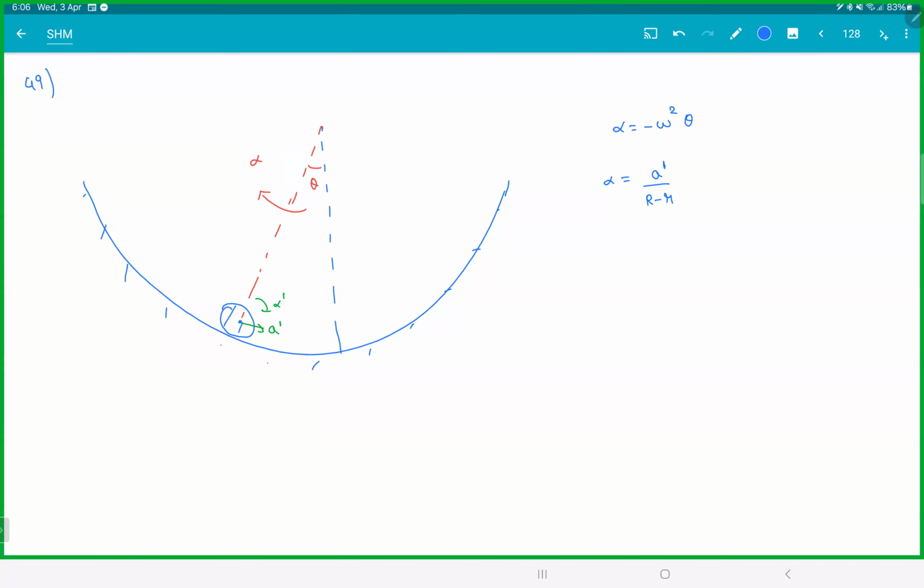So now what to do there? Then let's draw the FBD there.